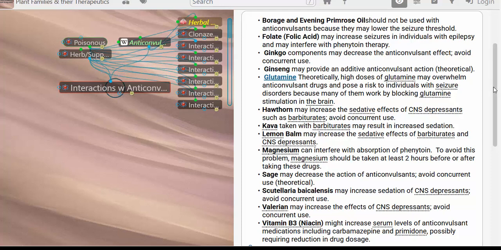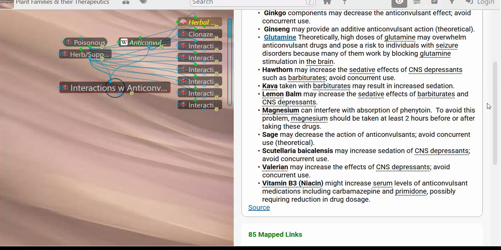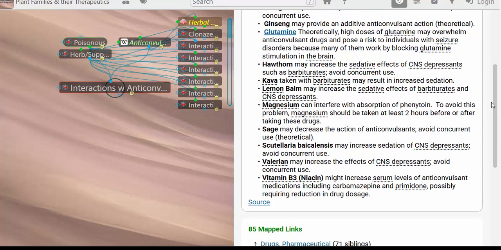Glutamine, theoretically high doses, can overwhelm anticonvulsant drugs and pose a risk to individuals with seizure disorders because many of them work by blocking glutamine stimulation in the brain. Hawthorn can increase the sedative effects of CNS depressants like barbiturates, so avoid using at the same time. Kava taken with barbiturates can result in increased sedation. Lemon balm can increase the sedative effects of barbiturates and CNS depressants.